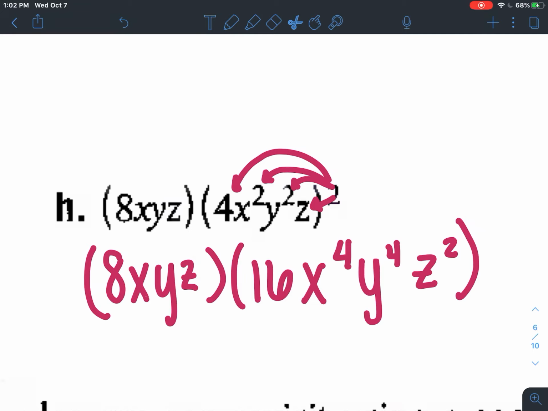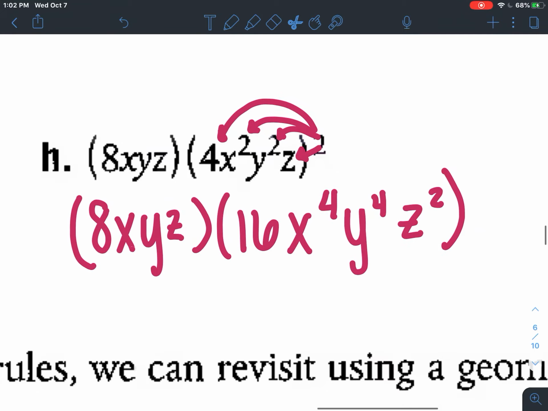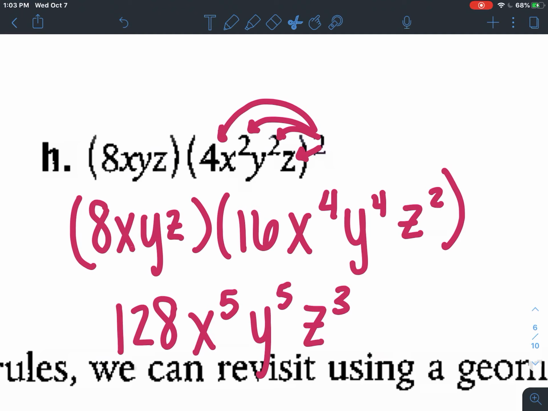Now I can combine like terms. So I'm going to multiply the 8 and the 16. I'm going to combine the x's, combine the y's, combine the z's. To do that, since it's x times x to the 4th, I'm going to add the exponents. So in the end, I have 128, which is 8 times 16.